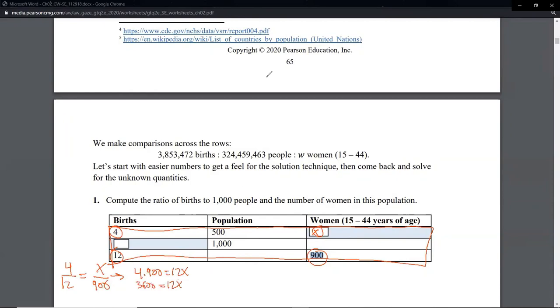We will then divide both sides by 12, which will give us, 12 will go into 36 3 times, so that's 300. So 300 is equal to x. So that says there are 300 women of childbearing age out of this total population of 500, thus leading to 4 births that year. So you can say it's 4 births per 500 people, or 4 births per 300 women of childbearing age. So that's one of the blanks.